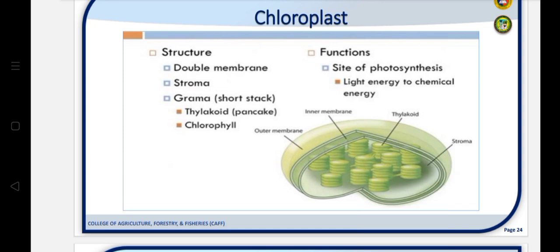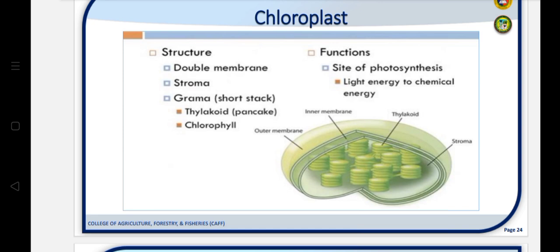Then we have grana and thylakoids. Inside the chloroplast are stacks called grana. Grana are made up of disc-like structures called thylakoids. These contain chlorophyll, the green pigment that captures light. The thylakoids are like pancakes stacked together, and the chlorophyll is the green paint that absorbs light.